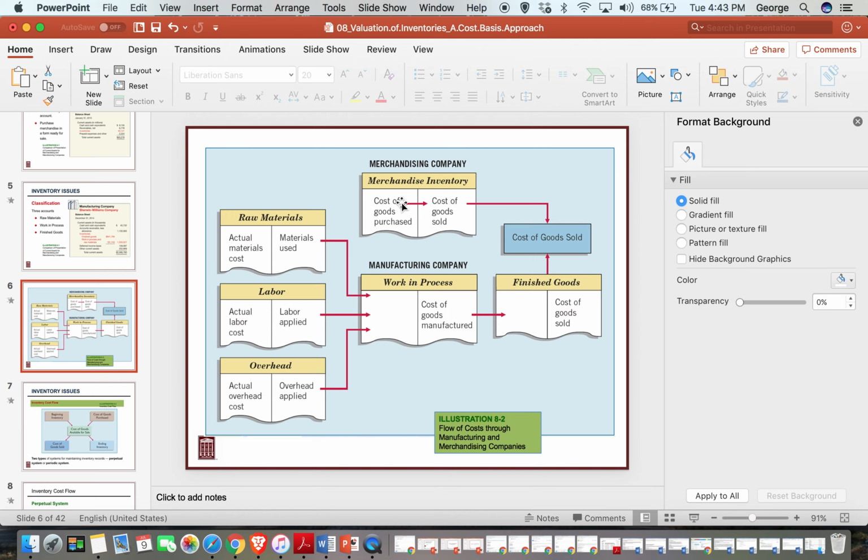By the way, if you're using a perpetual inventory system, when you buy merchandise inventory, you would debit inventory and credit accounts payable. Then when it's sold, you would debit cost of goods sold and credit inventory.